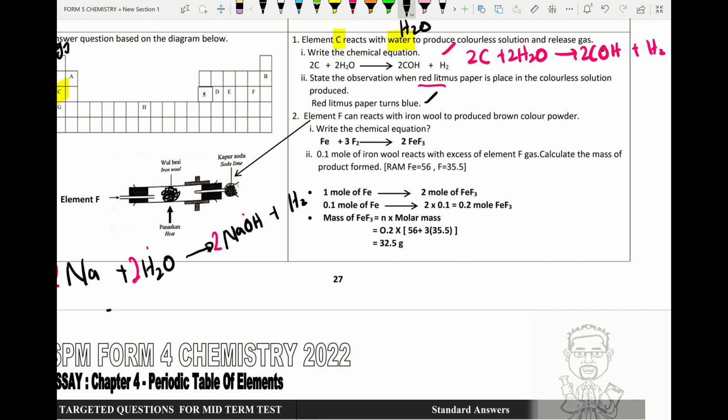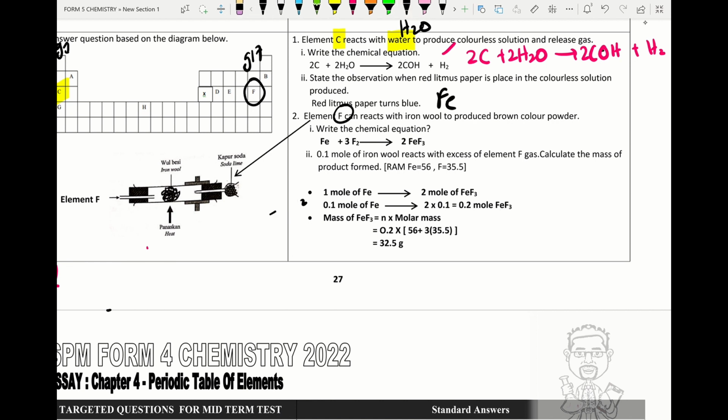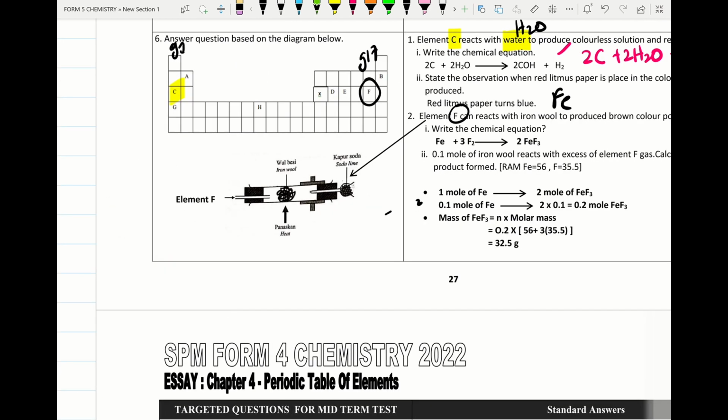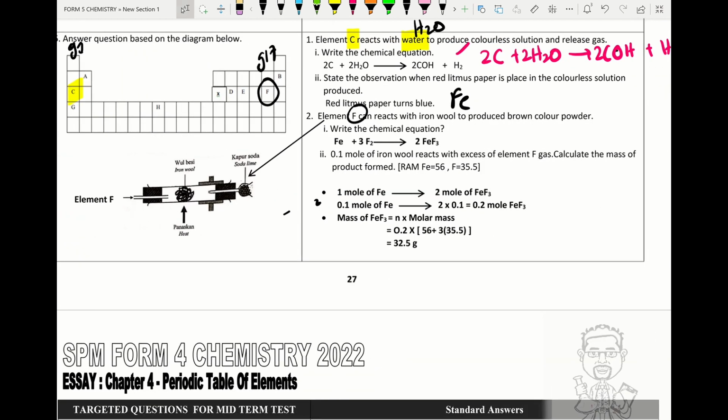All right, so element F. Where is the element F? Element F is given in group 17. Reacted with iron wool. What is the formula of iron wool? Fe. So what is the product we will get? We try to read the question. Write down the chemical equation when iron wool reacts with element F.